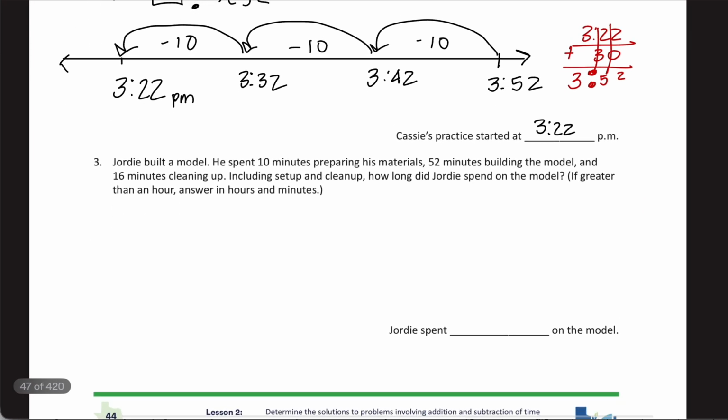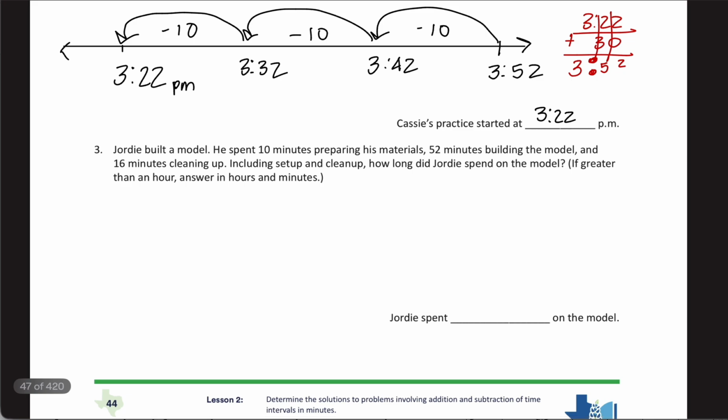Alrighty. Let's look at this question here. Here it says Jordy built a model.